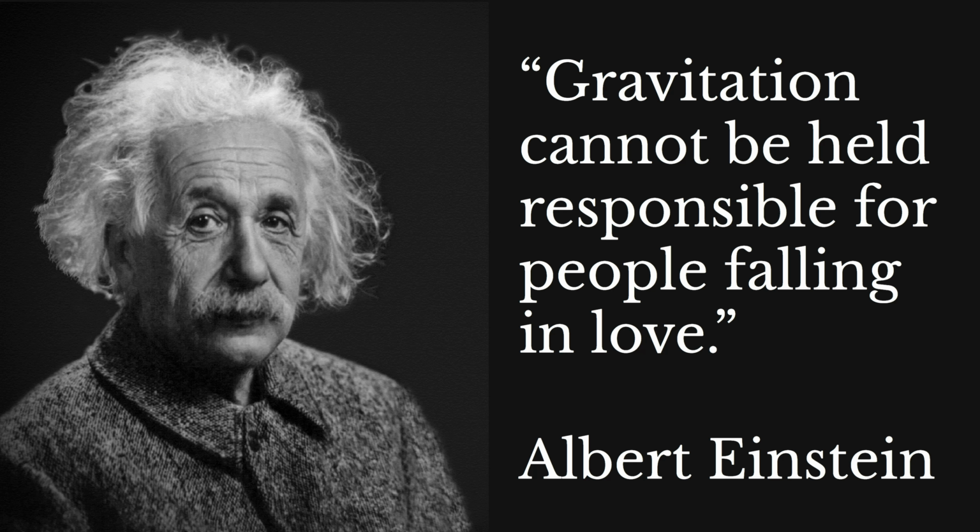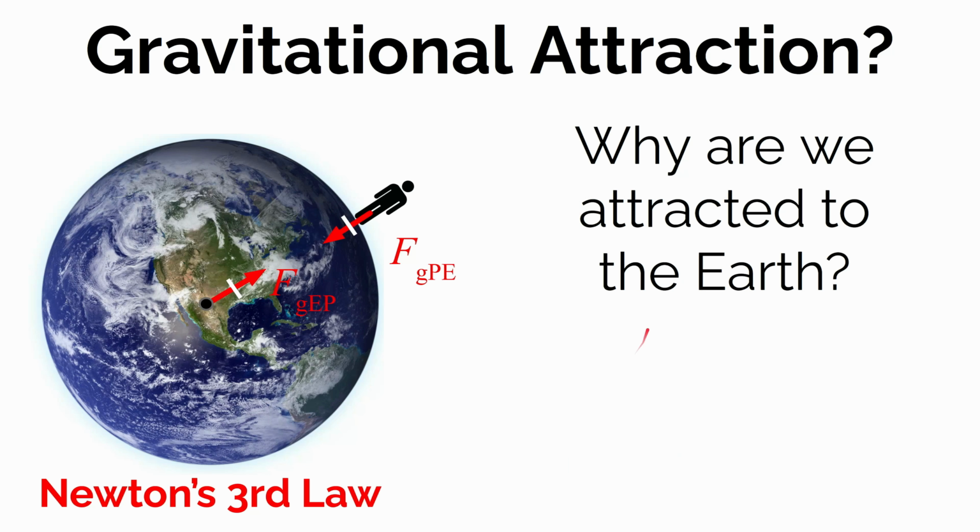It just says, "Gravitation cannot be held responsible for people falling in love." You might think, like, why did he say that? People falling in love, gravity causes things to fall. Well, it turns out gravity is also an attractive force. We know this because when people stand on the earth, they have a weight. That attractive force is the gravitational force of attraction that the earth has on you or any object that has mass, right? So why are we attracted to the earth?